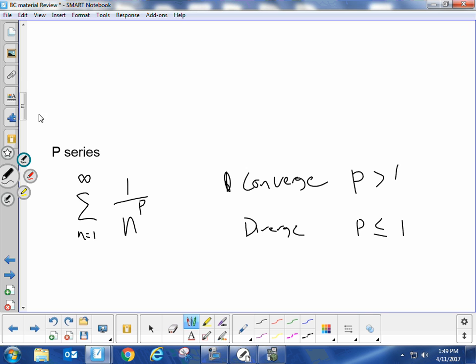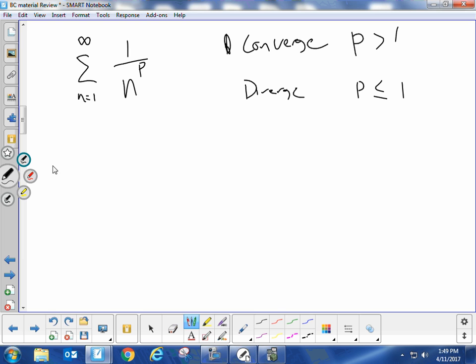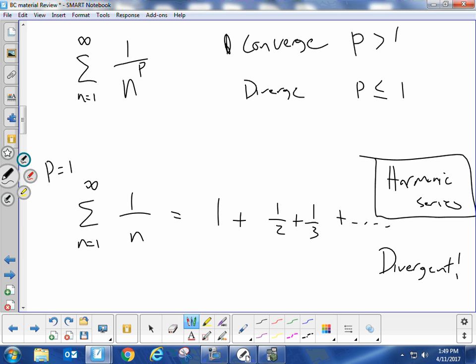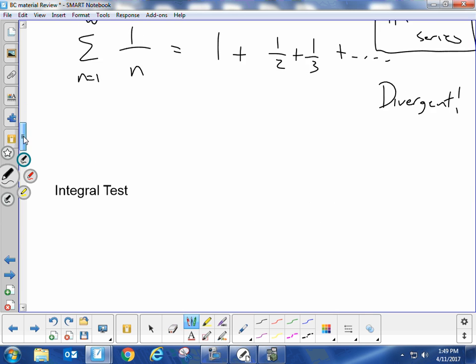When p is equal to 1, we have this famous series, which is 1 plus 1/2 plus 1/3, etc. This is the harmonic series. The harmonic series is a divergent series. You can just say it's divergent because it's the harmonic series. On the AP exam, you could say, oh, this is the harmonic series, it's divergent. You don't have to use a test to show that it's divergent.